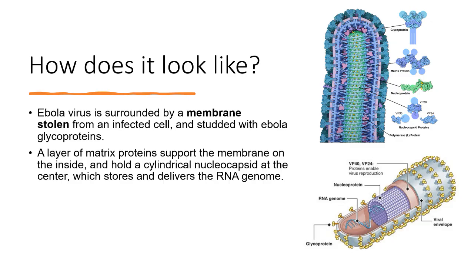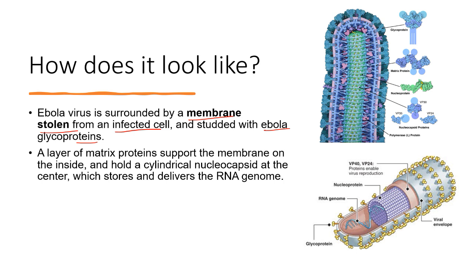How does it look? It is surrounded by a membrane stolen from an infected cell. The membrane it has is a big membrane. It cannot make that much membrane itself. Usually when it infects a host cell and kills it, it steals some portion of the membrane and covers itself, making the viral particle. It carries a lot of glycoprotein structures surrounding it. You can see in this picture, these all are glycoproteins.